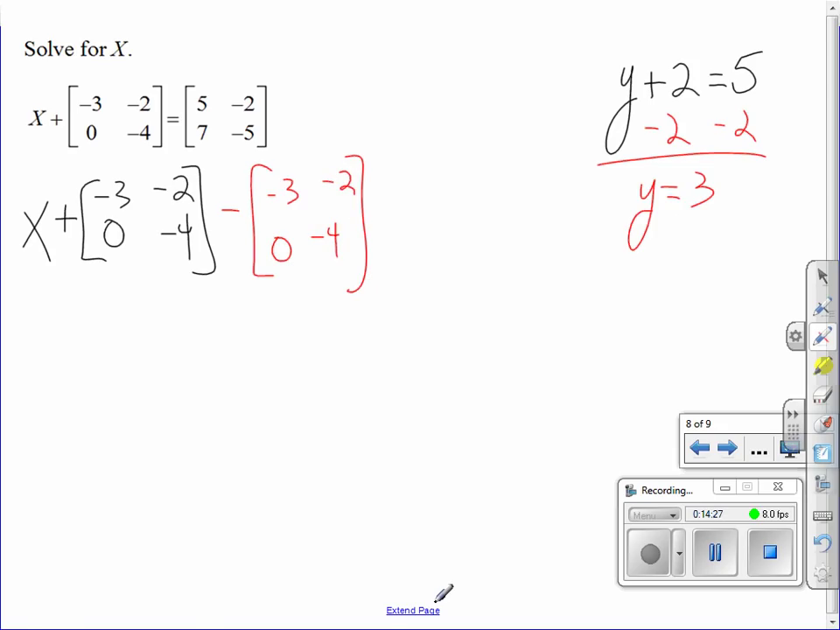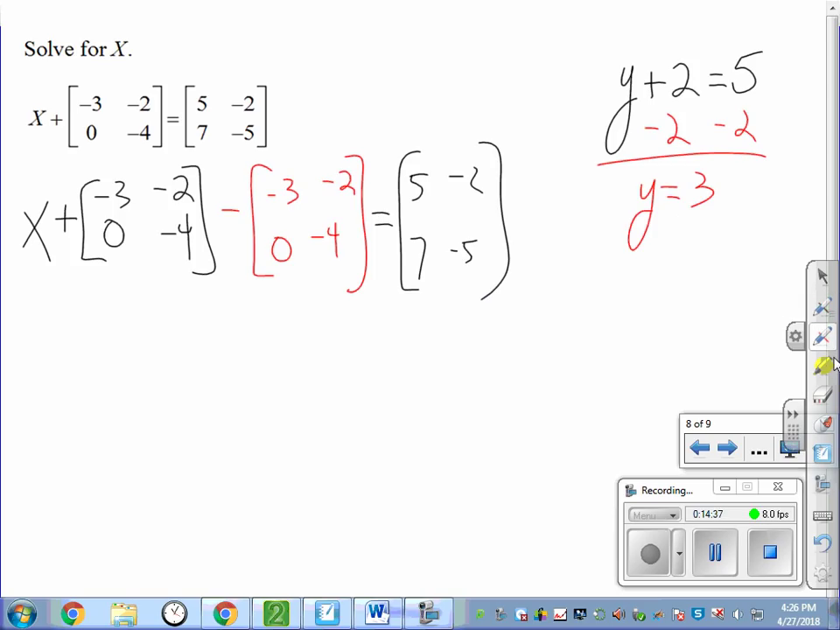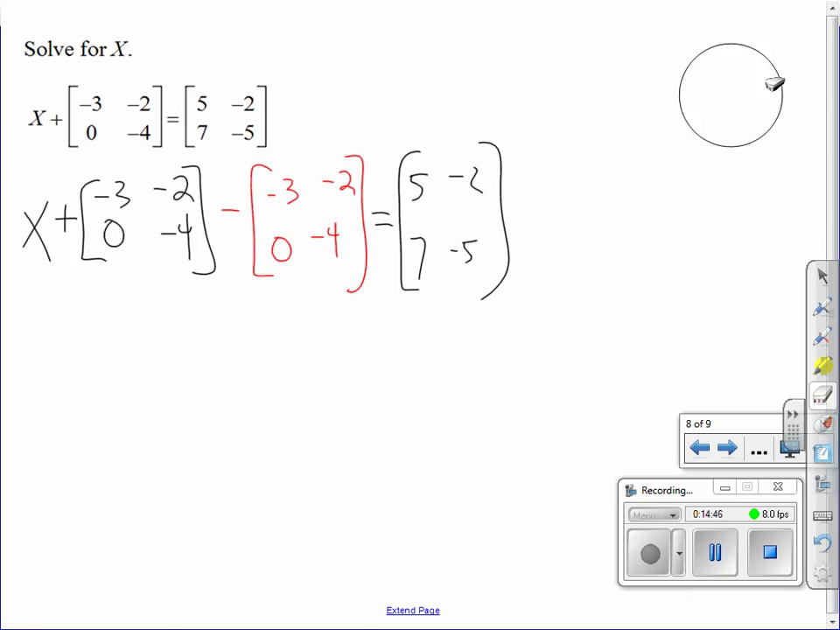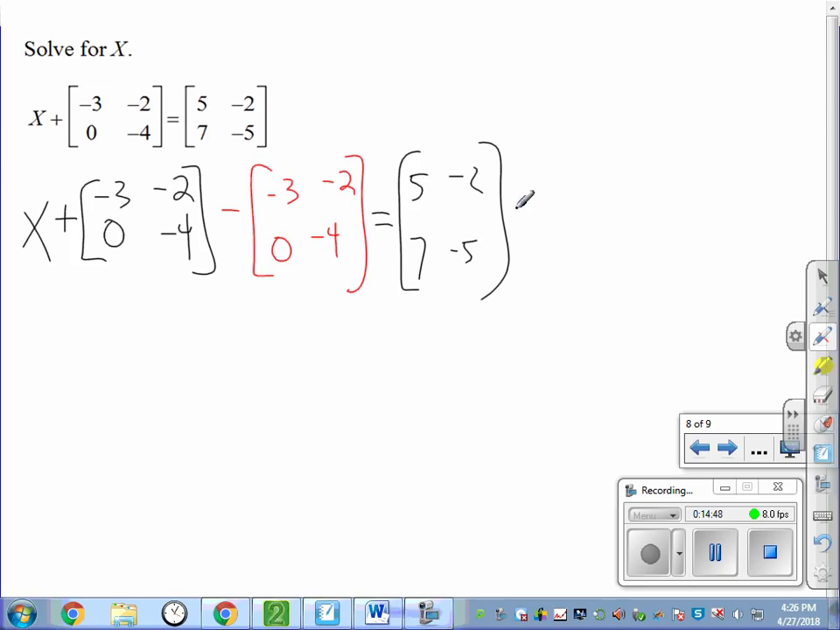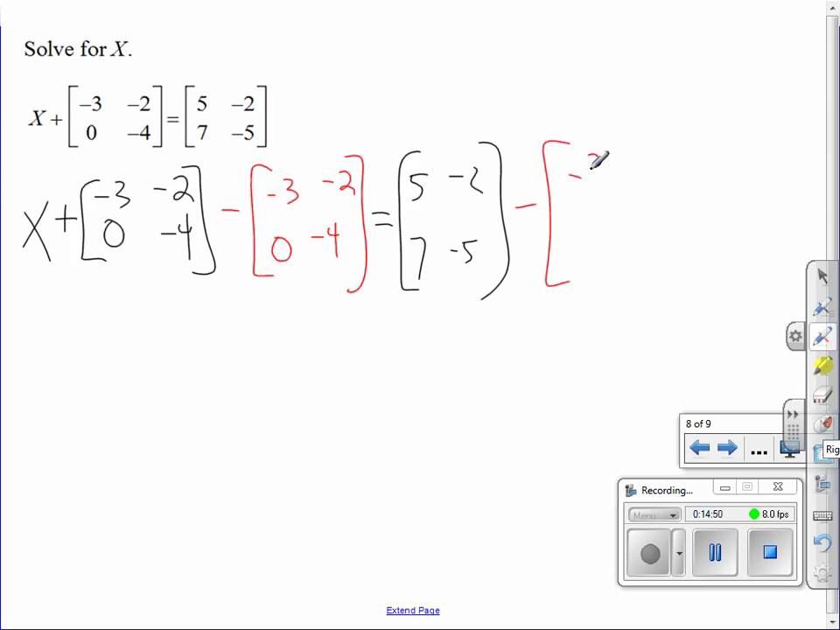All right, now I've got an equal sign going. Equals what? Well, I've got 5, 7, and I've got -2, -5 on the other side. But what I do to one side, I do to the other. If I'm subtracting this matrix on the left, I need to also subtract it on the right. -3, 0, -2, negative 4.